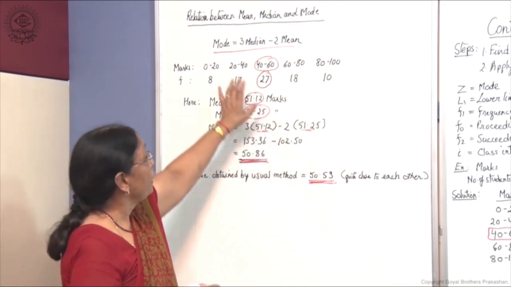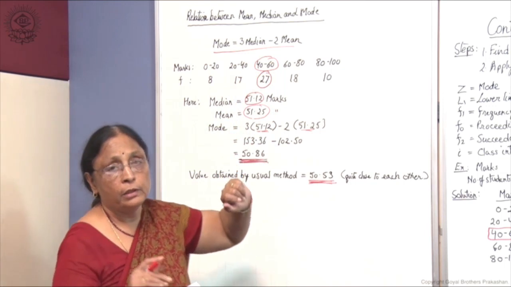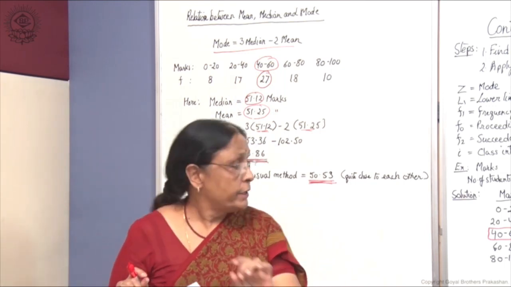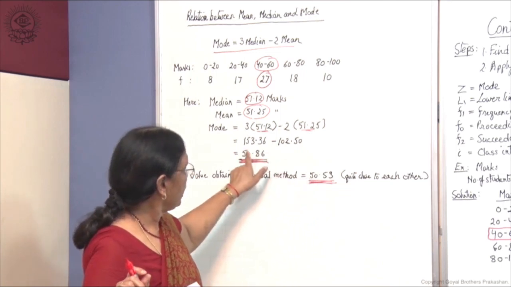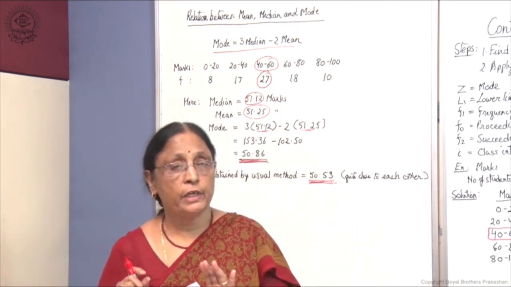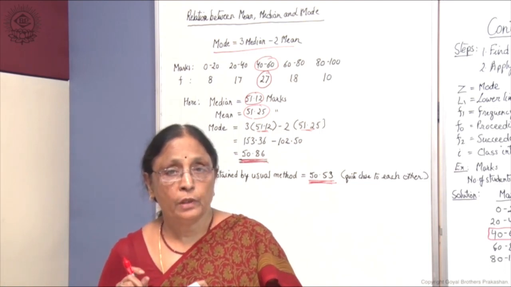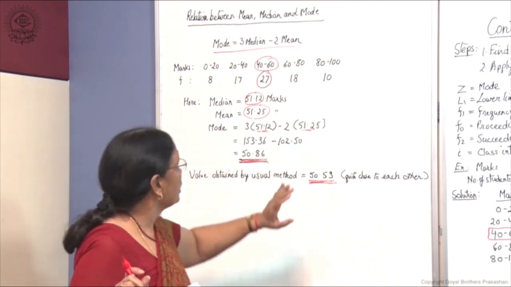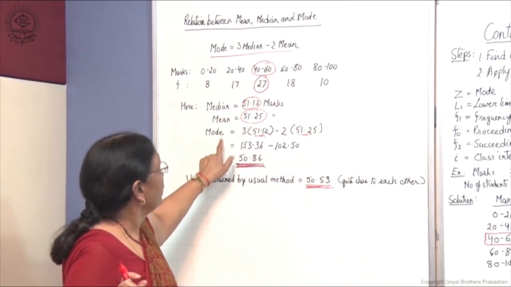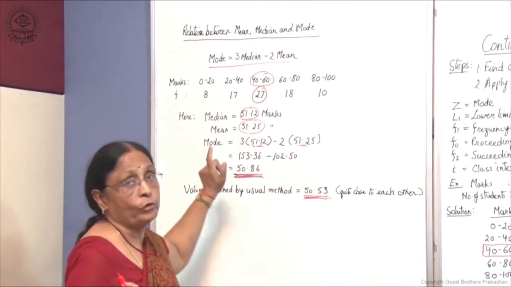So if you calculate it simply by this formula, a little variation may be there, but in both cases it is 50. So there is not much difference, they are very close to each other. If you do not want to do the long calculation and two values are given, then through mean and median you can calculate mode.